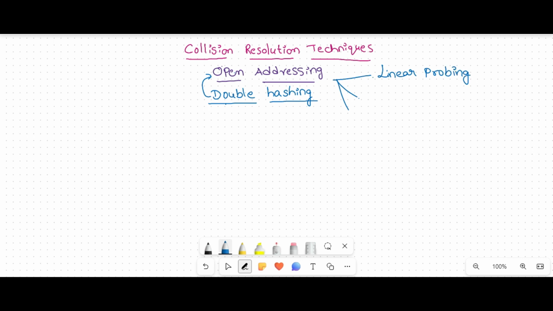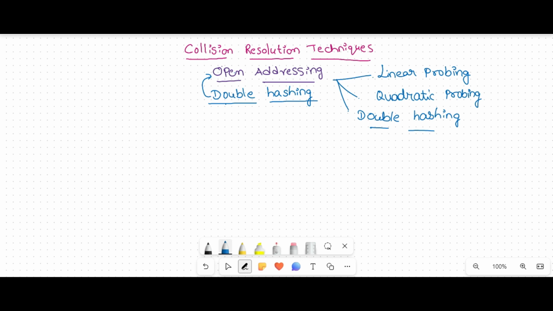So this is linear probing and quadratic probing. Now the third type of technique is double hashing. Linear probing has the disadvantage of primary clustering. Quadratic probing has the disadvantage of secondary clustering. Now we are going to discuss double hashing.